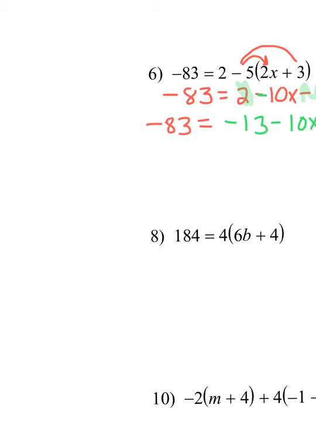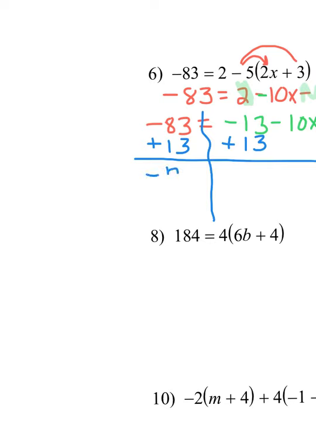So I have this x is being multiplied by negative 10, and then this minus 13 is in there. So I'm going to undo the minus 13. The inverse of a minus 13 would be a plus 13. And again, on both sides of the equal sign. On the left here, that's minus 70 equals, and on the right, I can't ignore that minus sign. That is minus 10x. And then I'll divide by negative 10, divide by negative 10, and x equals 7.